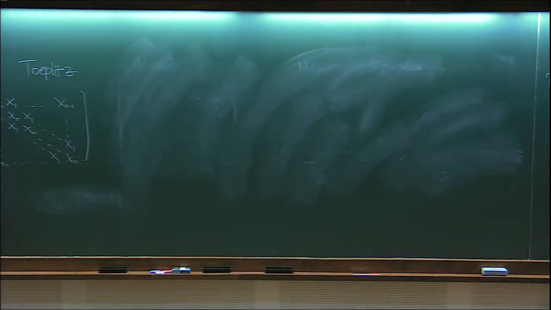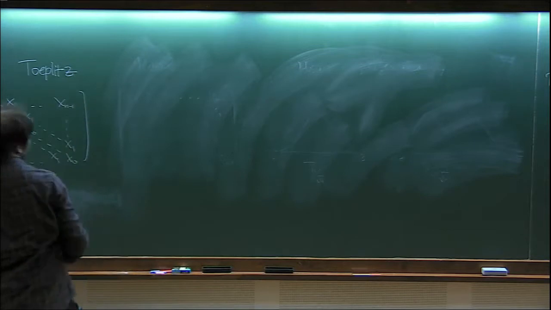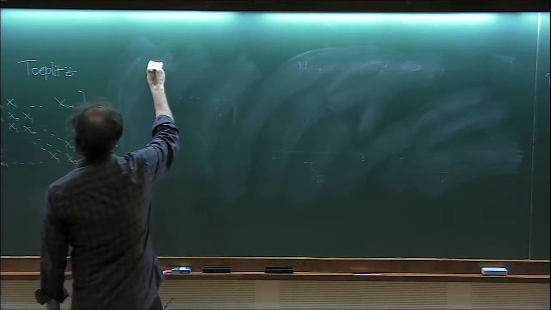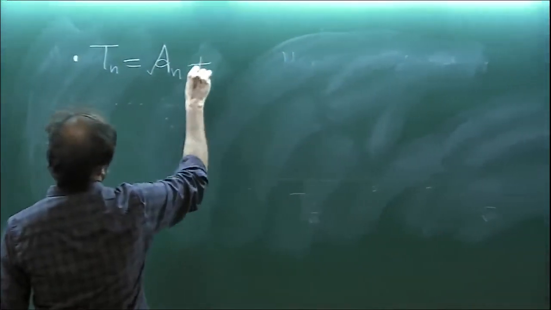So what is the first main idea? In both the Toeplitz and Hankel case, the idea is the following. Let me write the facts and then explain how. We can write T_n as a sum of two matrices.